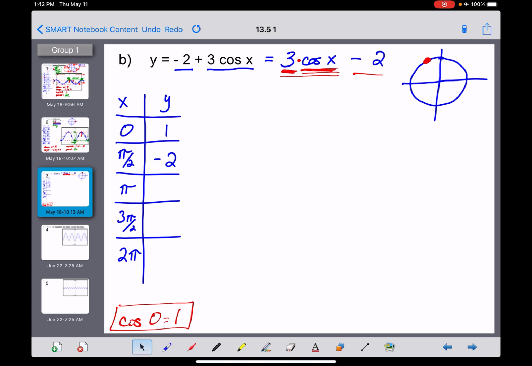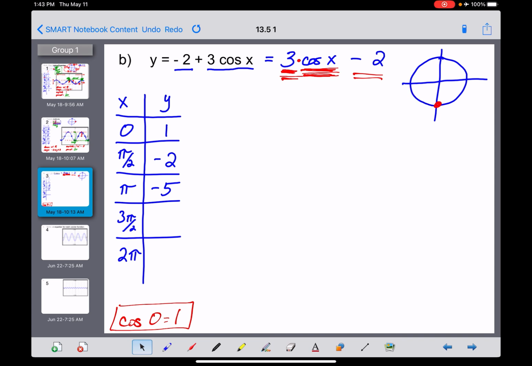Let's keep going around the horn now. At pi, cosine, your x value is -1. So -1 times 3 is -3. And -3 minus 2 is going to bring us all the way down to -5. Okay, that's the lowest we've been here so far today.